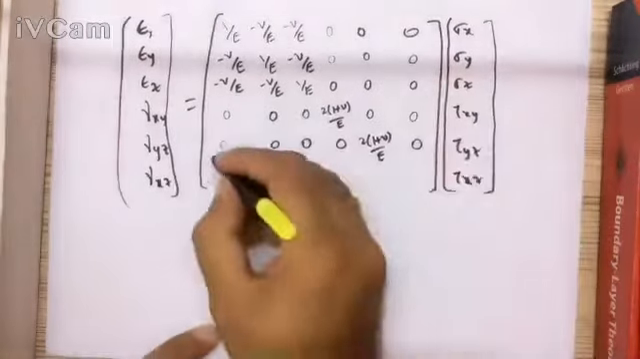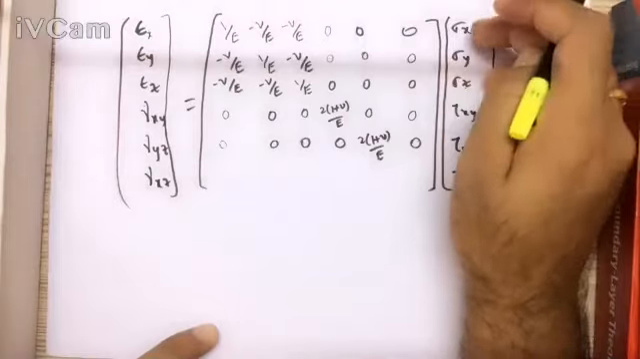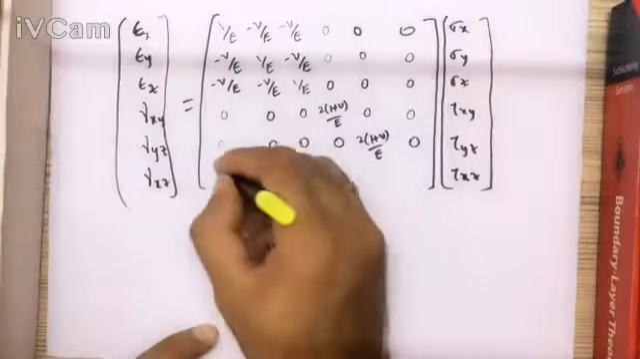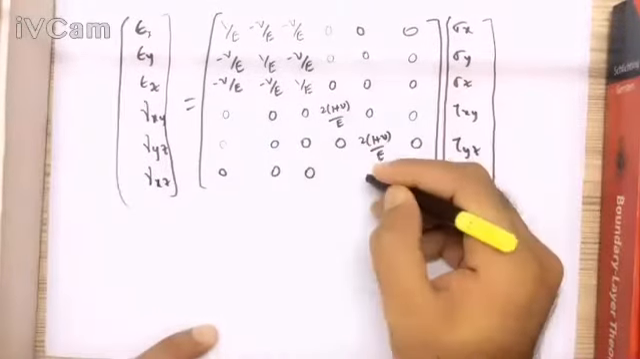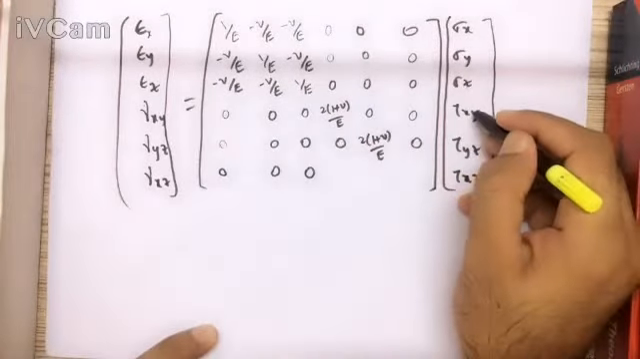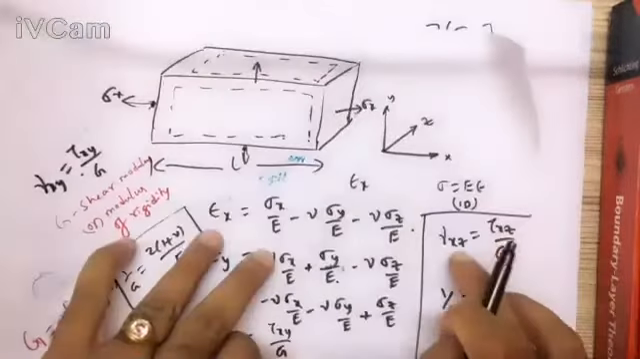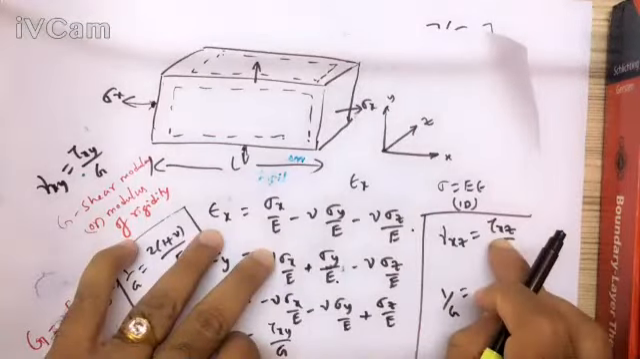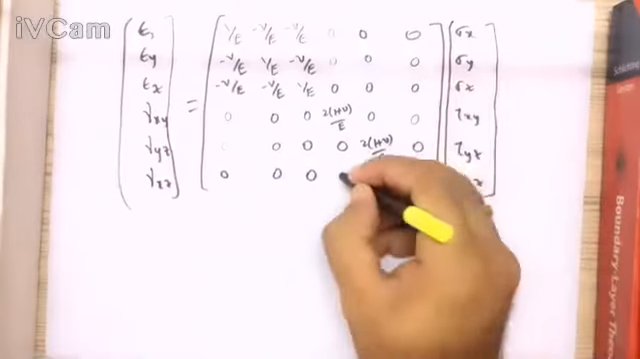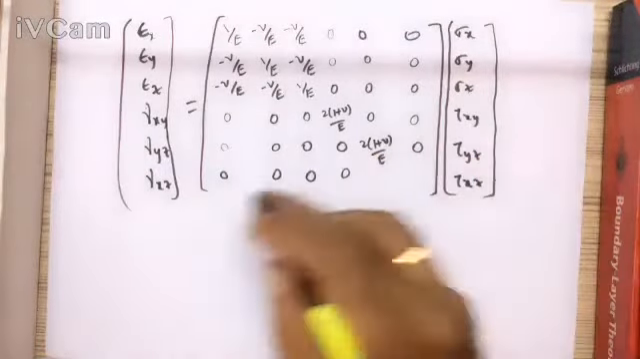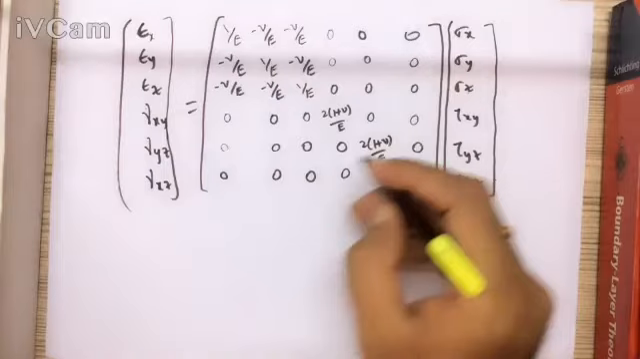So 0. Similarly, there are no sigma x, sigma y, sigma z terms in gamma xz, so 0, 0, 0. Right? What about the coefficient of tau xy? There is no tau xy term in gamma xz, so that becomes 0. There is no tau yz term in gamma xz, 0. There is only the tau xz term.